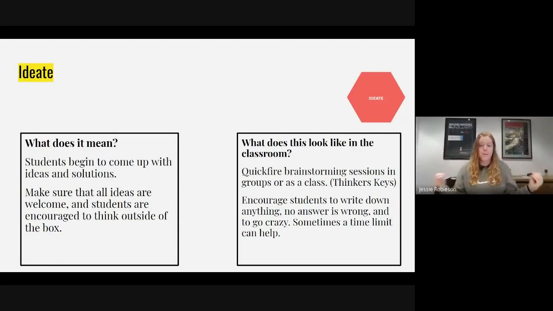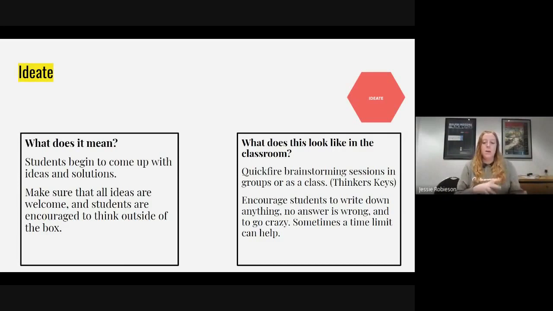So we've said what the problem is, we've said what we're trying to solve. Now we're going to come up with a lot of solutions. This is one of those times when we want to get a lot of thinking out there. We really want to push the students that no idea is wrong, everything is welcome. We really want them to be thinking outside the box as much as they possibly can.